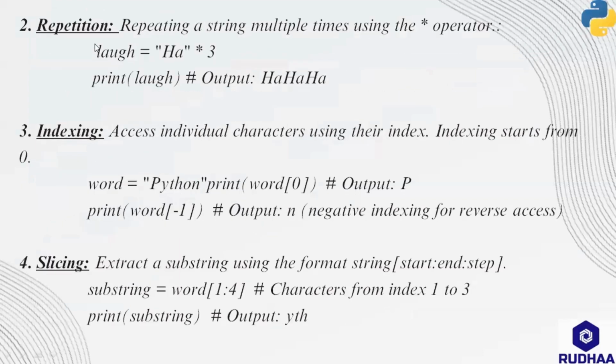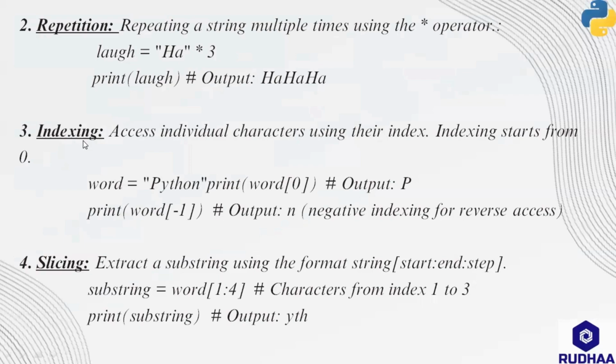And next is repetition. If you want to repeat a string, you can use the asterisk operator. Here ha into 3 means this ha will be repeated 3 times. So the output will be ha ha ha. The 3 times repetition is represented by the asterisk operator.